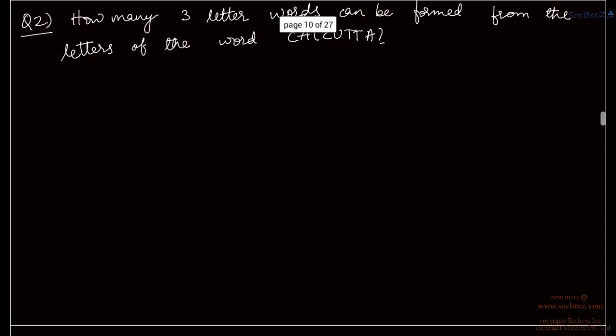Let's go to the next one. How many 3-letter words can be formed from the letters of the word Calcutta? Okay, so till now all the letters of the word were being used up, but now we have the option to use a few. We have to use only 3 letters.